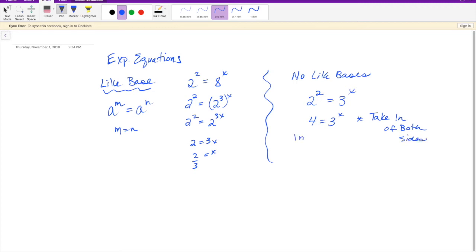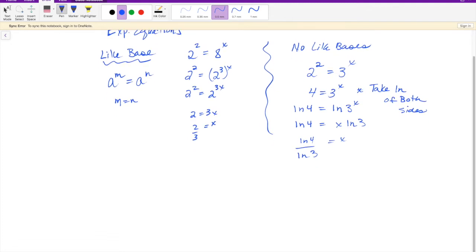So I would say, okay, natural log of 4 is equal to natural log of 3 to the x. And then what that enables us to do is to bring that x down as an exponent. So we have natural log of 4 is equal to x natural log of 3. And so x is equal to the natural log of 4 over the natural log of 3. And in ALEKS, it'll just tell you to leave your answer as an exact value in that form. And so that's it.